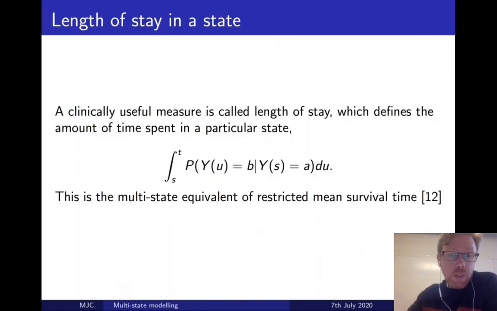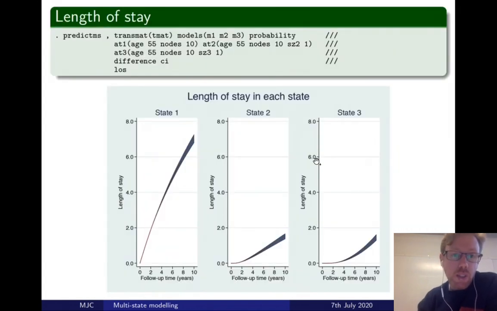Finally, in terms of extended predictions, standard predictions if you like, we've got length of stay. Really useful measure, which essentially defines the amount of time spent in any particular state. It's simply the multi-state equivalent of restricted mean survival time. So we're integrating those transition probabilities across time. Easy to get. Thanks to the simulation algorithm, it's really simple to extract these predictions.